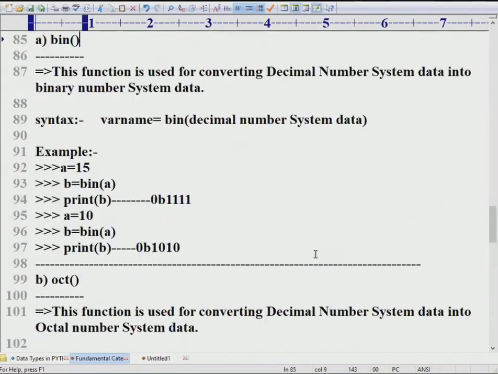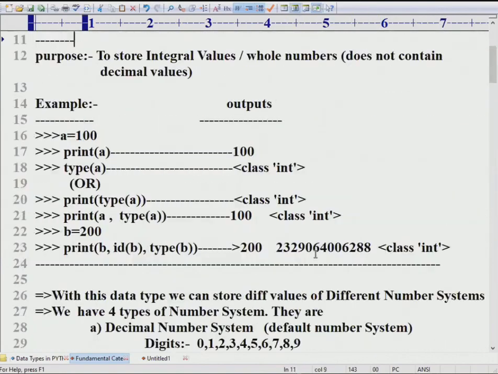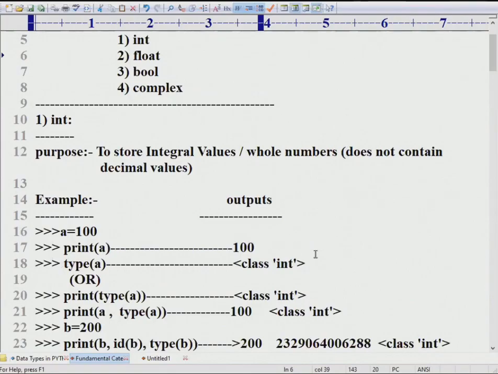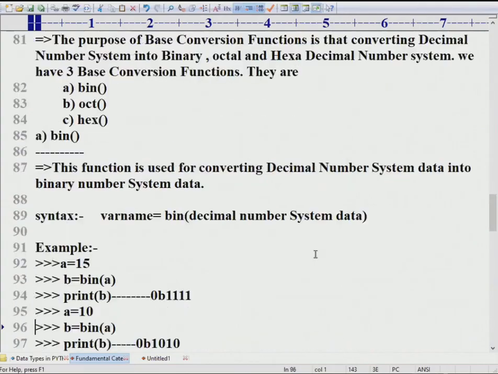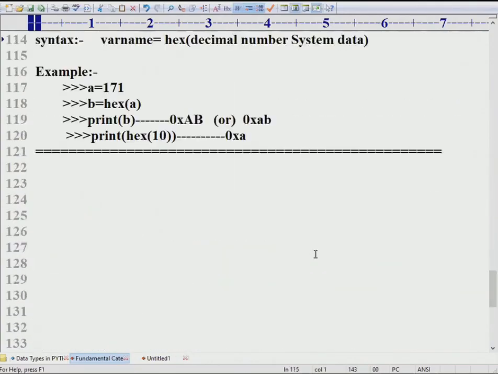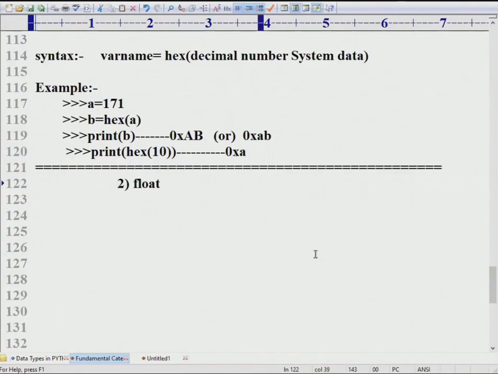Perfect. So with this, base conversion functions are over and the int data type is also over. Now it is time to go to the float data type. And don't forget, how many data types in Python? 14 data types. We are discussing fundamental data types, which allow us to store a single value. We learned int with decimal, octal, binary, hexa, and their conversions. Shall I go to float?